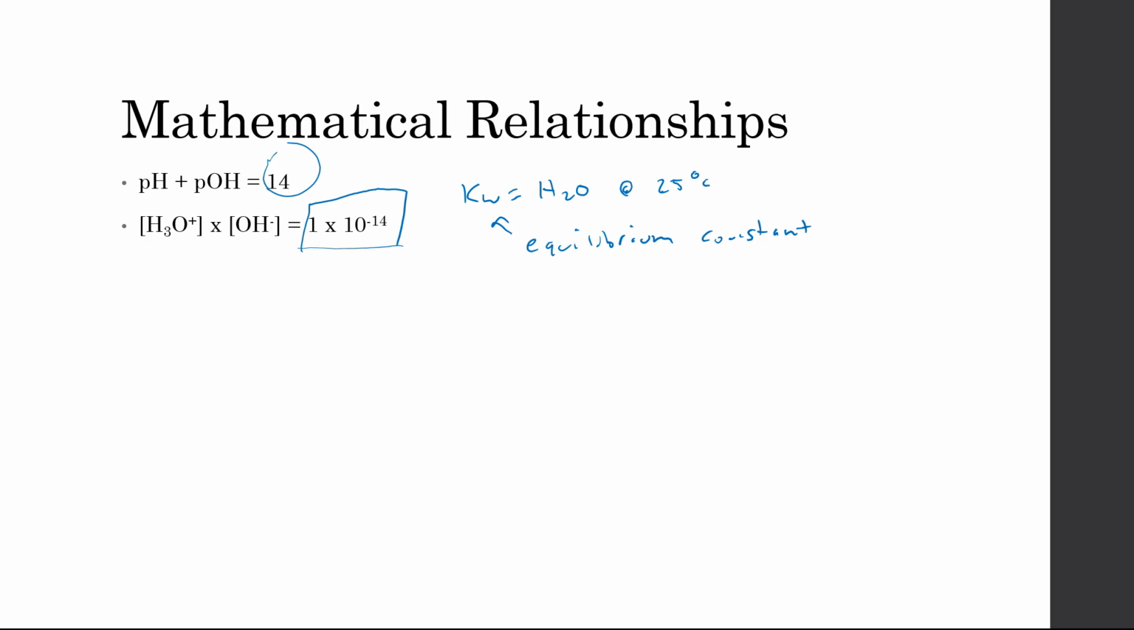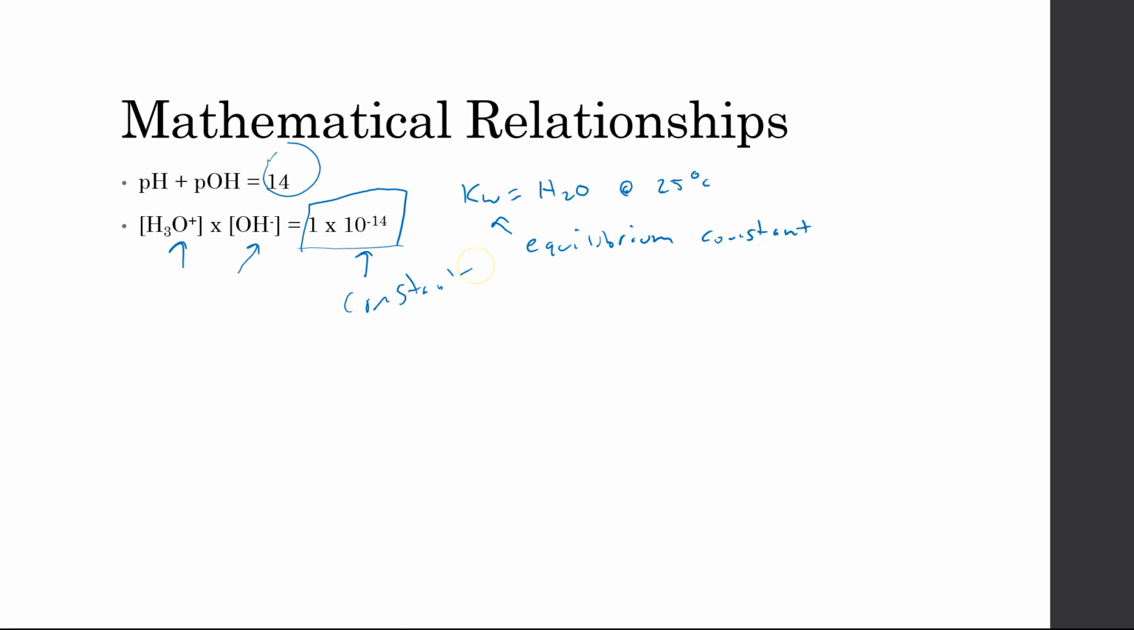So whatever my abundance of hydronium is, even if I add acid to the water, if I multiply that by the molarity of hydroxide, I'm going to get this number. The reason that's important to us is that if I know the molarity of hydronium, I can figure out the molarity of hydroxide associated with that, because this is my constant.